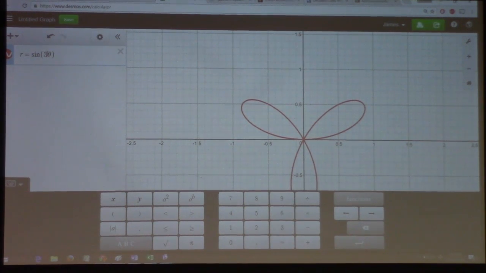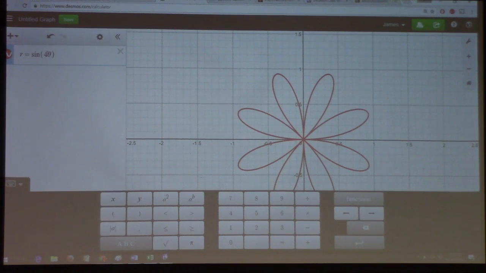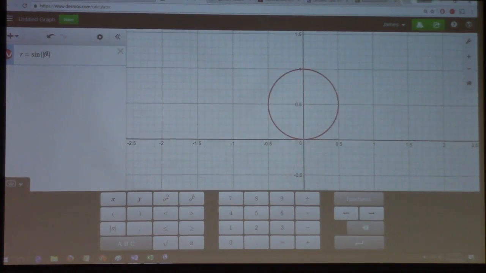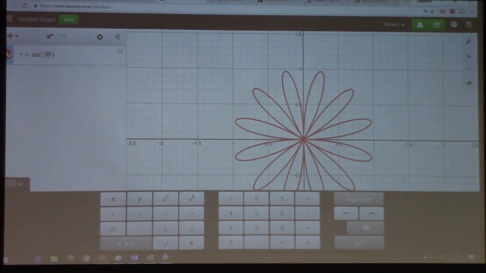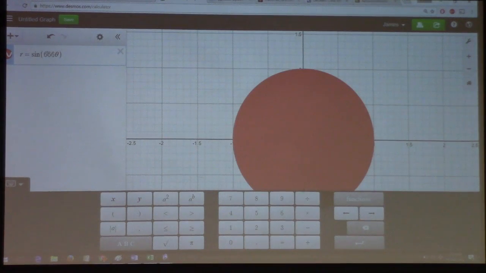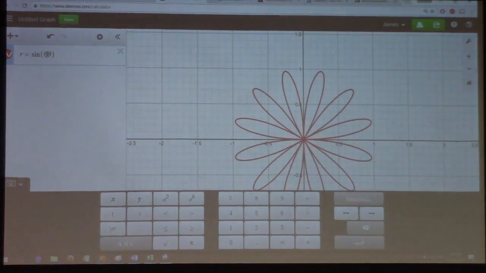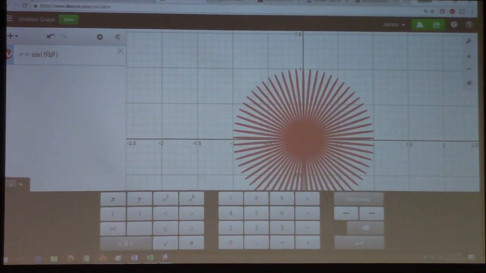Sorry. If I put a 4 there, how many petals? 8 is a good guess. Yes, in fact, 8. If I put 5 there, how many petals? All right, you guys got it. 6. Anyway, sorry, let me stop this.